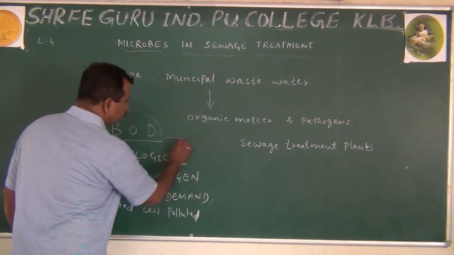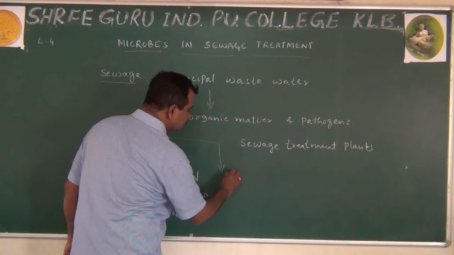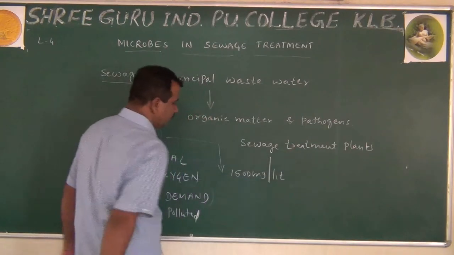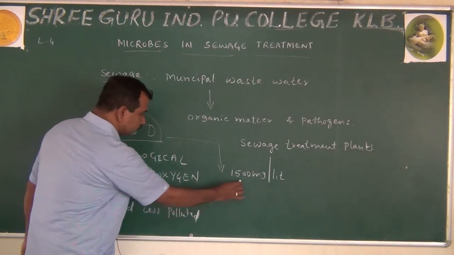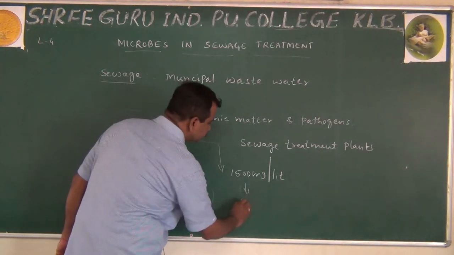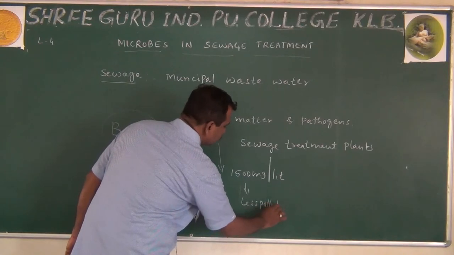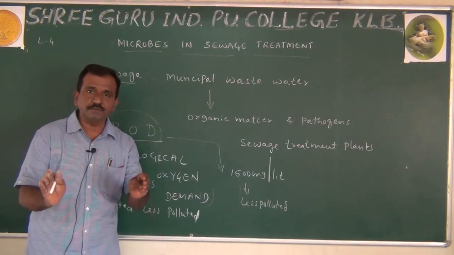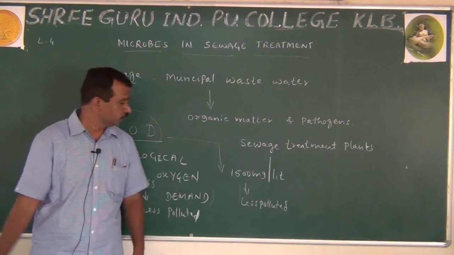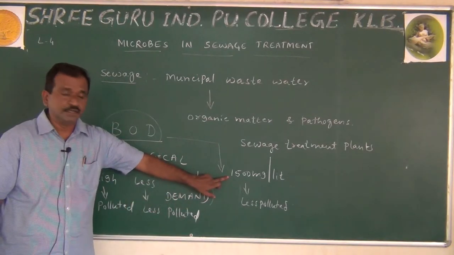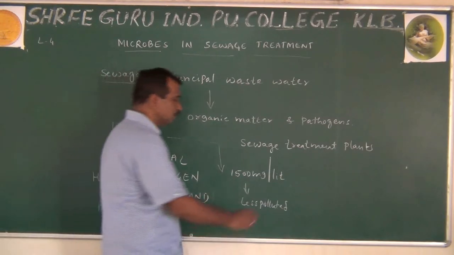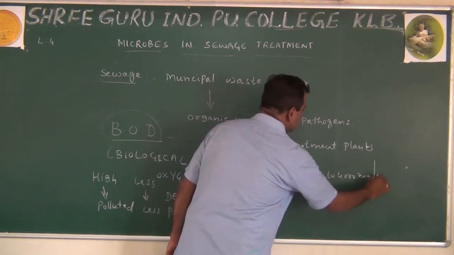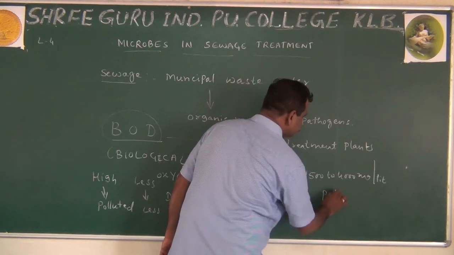Yes, there is a BOD. How much is required? We have to observe that around 1500 mg per liter of water. If this much BOD is there, then water is less polluted, or even pollution is not there, meaning it is controlled. As I told you earlier, a certain amount of pollution is controlled by microorganisms naturally. Like that here, if 1500 mg per liter is there, then it is less polluted. Suppose around 1500 to 4000 mg per liter is there, then it is polluted.